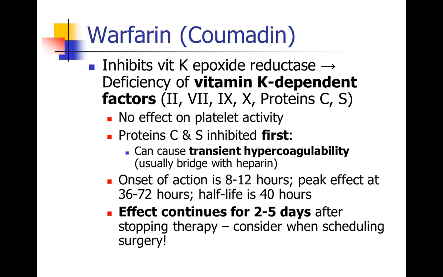Coumadin does not have any effect on platelet activity. It works solely on the coagulation system. And actually, the first factors that are inhibited are protein C and protein S. And since those substances are not coagulation factors, they're actually anticoagulation factors. So patients can become hypercoagulable when warfarin is first started. And for that reason, patients are usually started on heparin, and once they become therapeutic in their anticoagulation, then warfarin is added, and then when warfarin is therapeutic, the heparin can be removed.